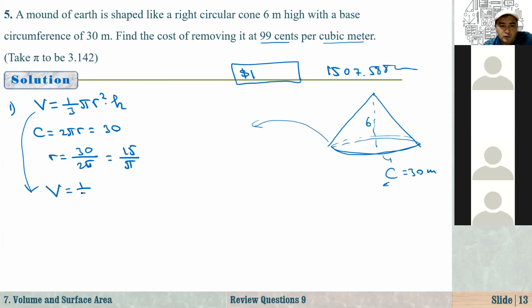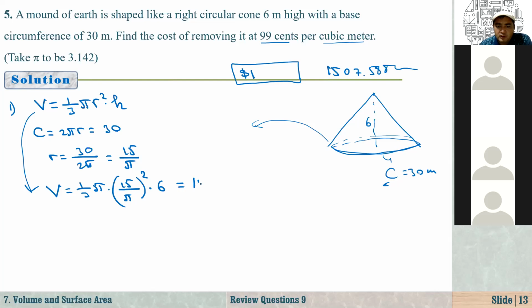Now using this, I can find the volume. Volume is equal to 1/3 times pi times the radius, 15 over pi, squared, times the height, which is 6 meters. So now if we simplify this, let me write it as a fraction: pi times 15 squared, times 6, over 3 times pi squared.